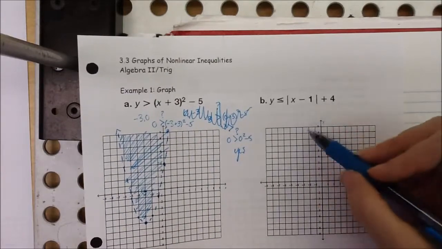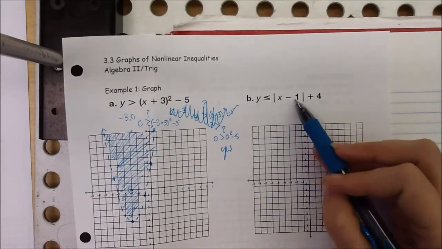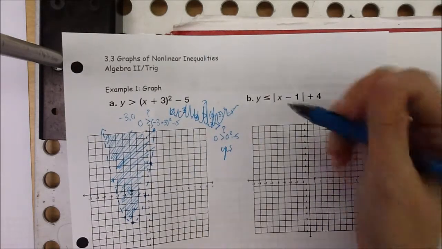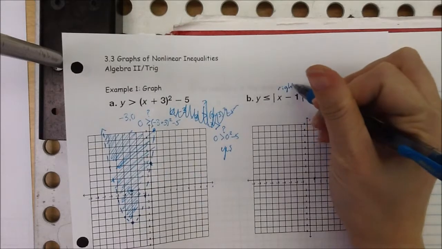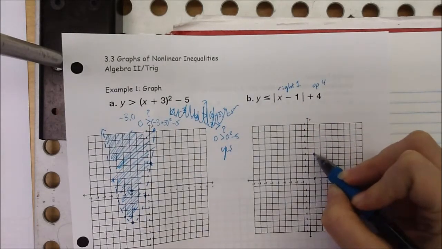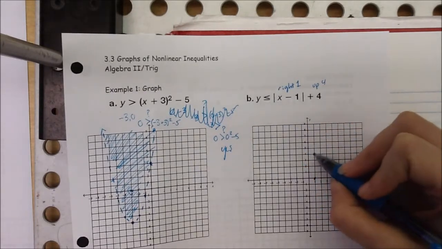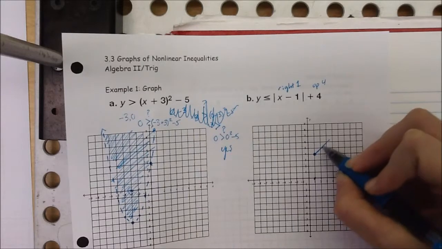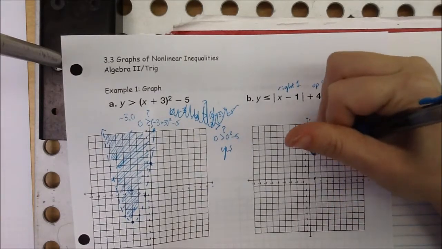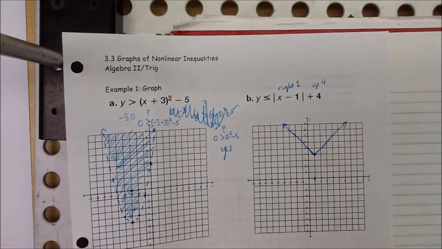Again, the parent function is absolute value. That would be our usual V. This moves it to the right 1, so the center would be here. This moves it up 4. So my center point is going to be at 1, 4. It's an or equal to, so I can make a solid line. So all we've done is taken the absolute value function and moved it right 1 and up 4. And otherwise it's exactly the same.